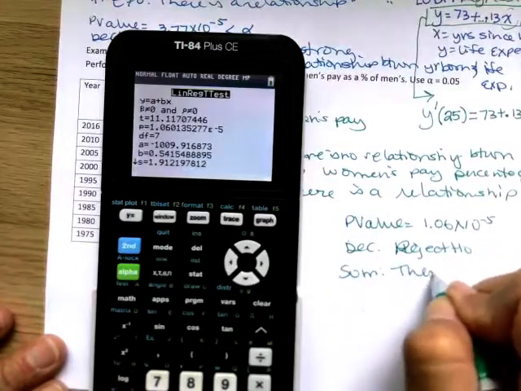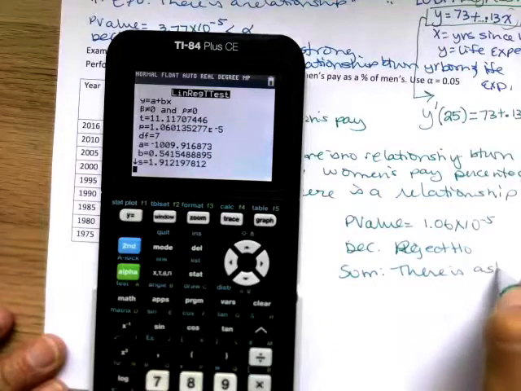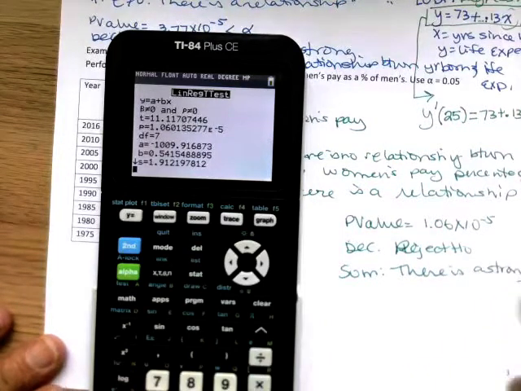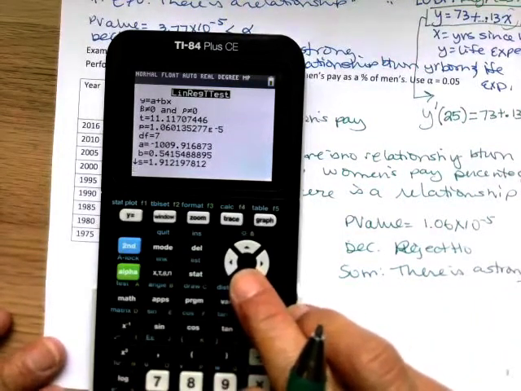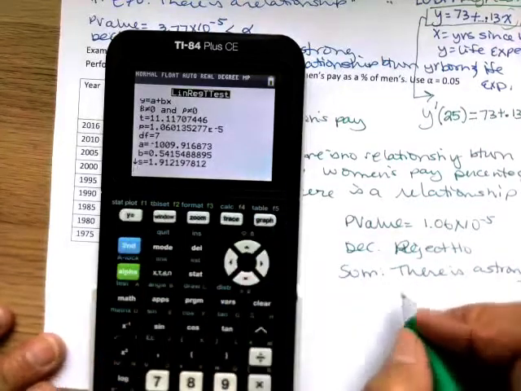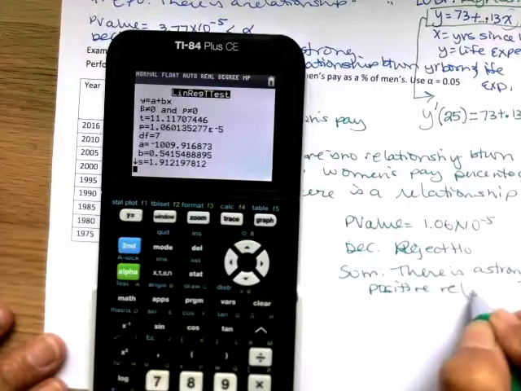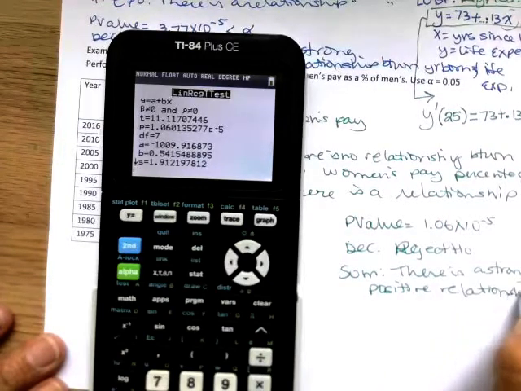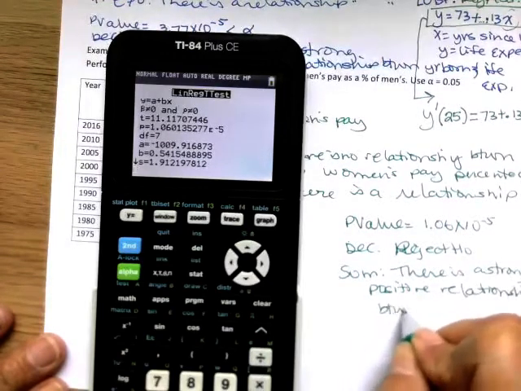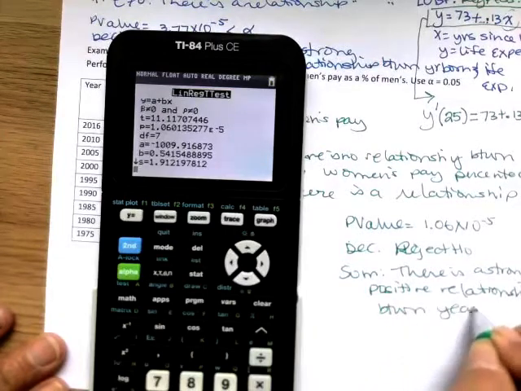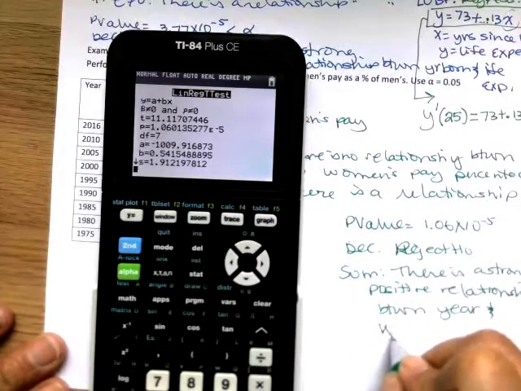Summary: there is a strong, and let's see, is it positive or negative? Let's look, our slope is positive, so it's a positive relationship. Strong positive relationship between year and women's pay.